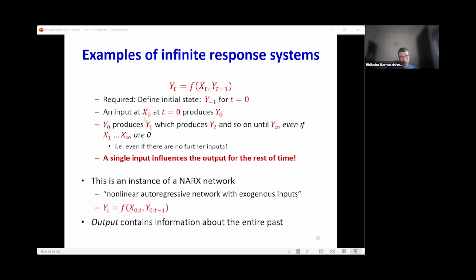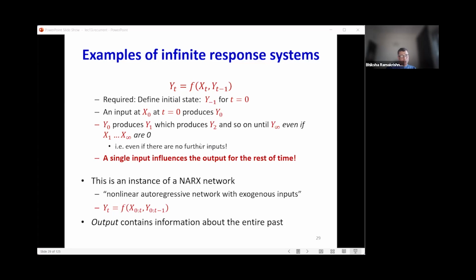So an input at x0, which is at time 0, produces some y0. Within y0, even if there are no further inputs, y0 will result in some y1, then y1 will result in some y2, and so on. And so a single input is going to continue to influence the output for the rest of time.